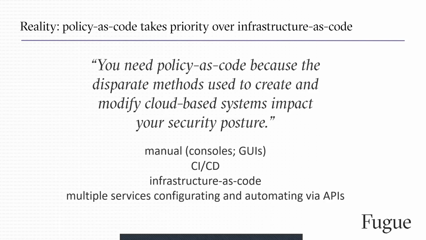Obviously, CI/CD pipelines will modify things, usually in several ways. Some of it infrastructure as code, but some of it, multiple services configuring and automating via APIs. When you look at something even like Elastic Beanstalk, does your infrastructure as code even come close, if you're calling Elastic Beanstalk, to knowing what the final configuration is? No, it does not.